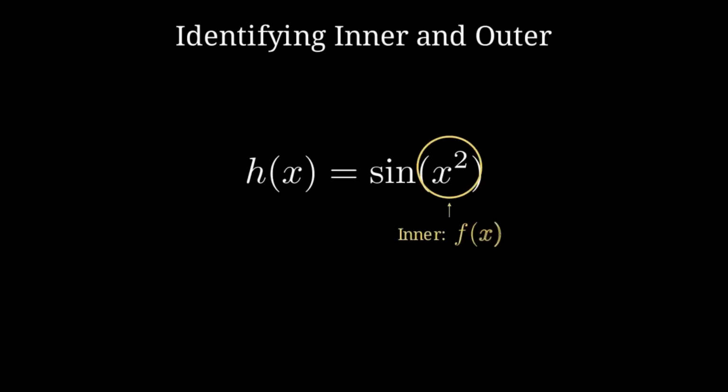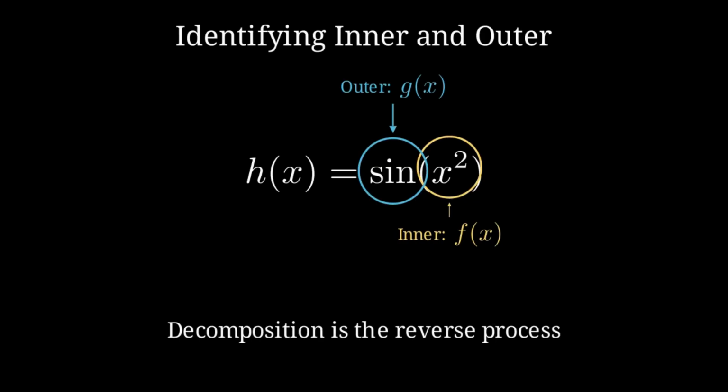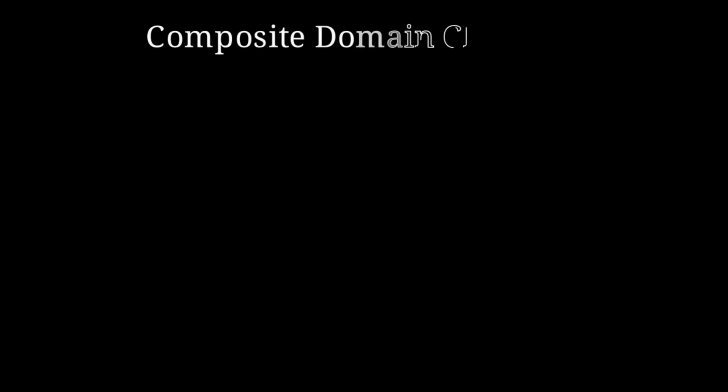Look for the inside operation. In sine of x squared, the squaring happens first, making it the inner function, while the sine operation is the outer layer. To master domain constraints, follow this checklist.